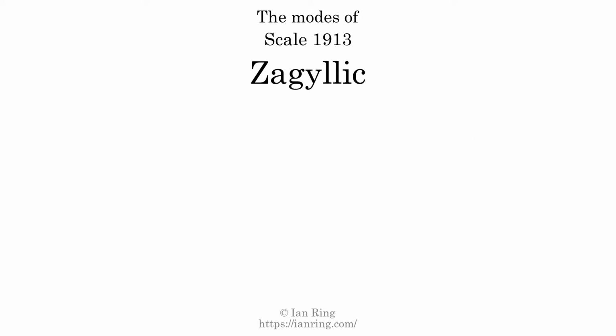This scale has 8 modes. The first mode is itself. The second mode is scale 751, also known as Epicyclic. It sounds like this.